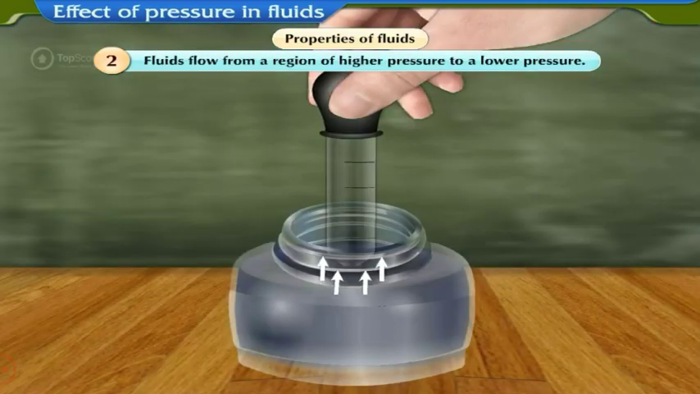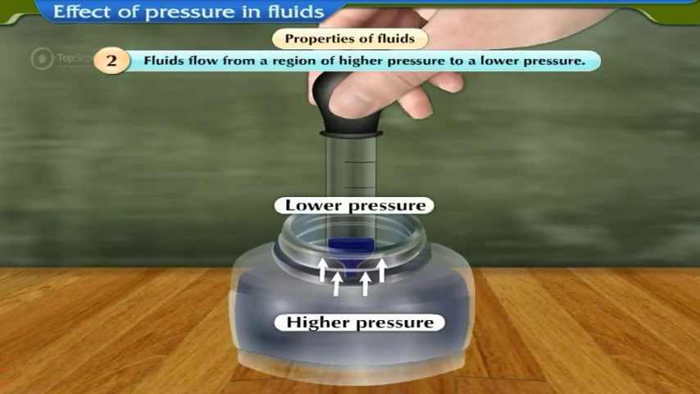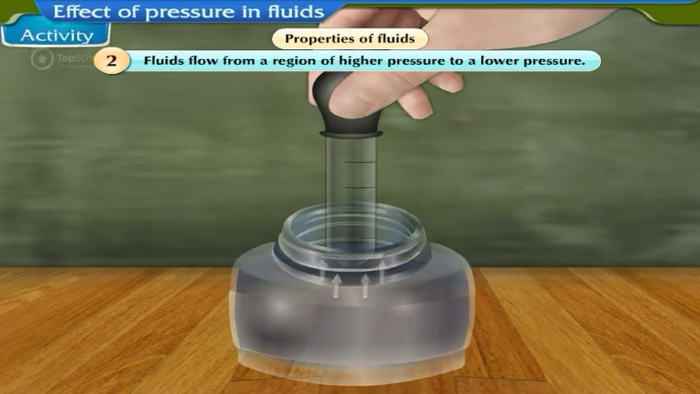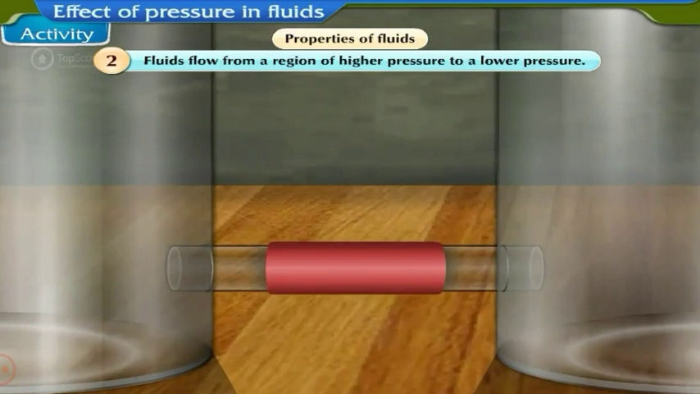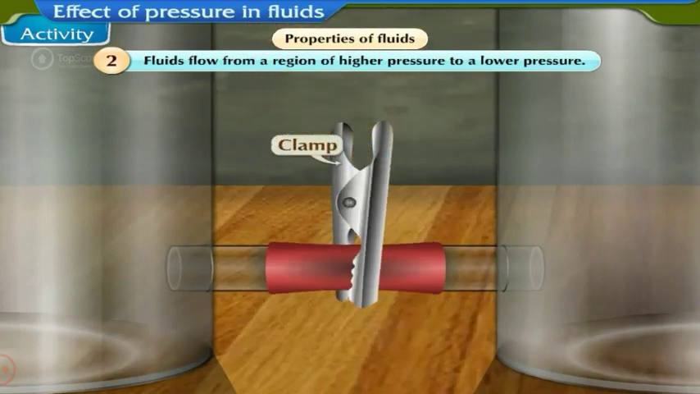Fluids flow from a region of higher pressure to a lower pressure. Now, let us understand an important property of fluids. For this, we need to perform an activity. Activity: take 2 plastic bottles marked A and B such that they are joined near the base by means of a rubber tube, which can be closed with a clamp.